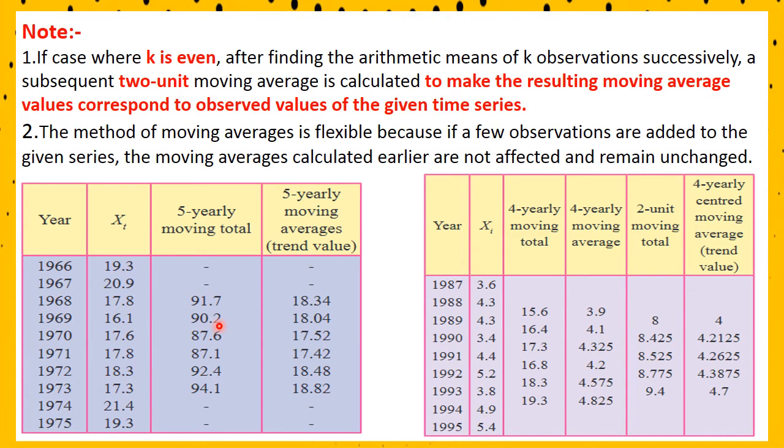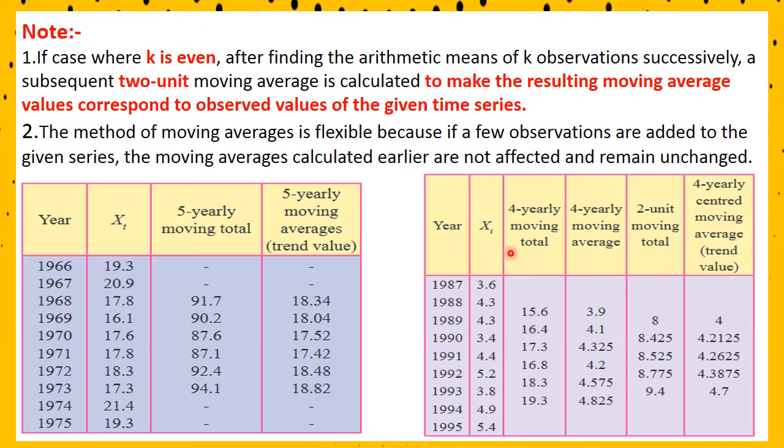The next total is obtained by leaving the first value and taking from the second, 1, 2, 3, 4, 5. These 5 values are added and we write this total in the middle of these values. Then we divide this value by 5 and get this average or arithmetic mean, 18.04. Similarly, we get all these values. For the first 2 points there is no total because we don't get 5 points from them, so we leave these 2 points.